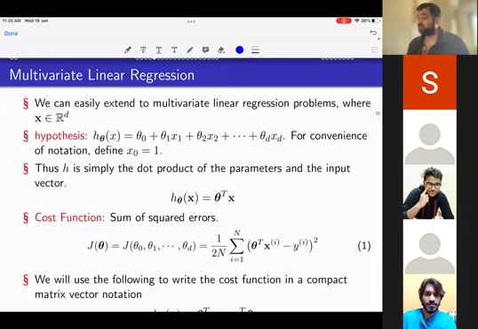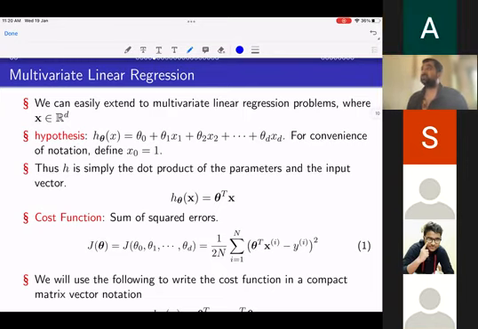Now, quickly, I will go to multivariate linear regression. But before that, if you have any questions, please raise your hand. I am asking you to unmute, Anupam.